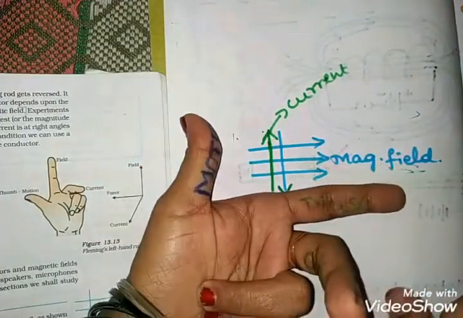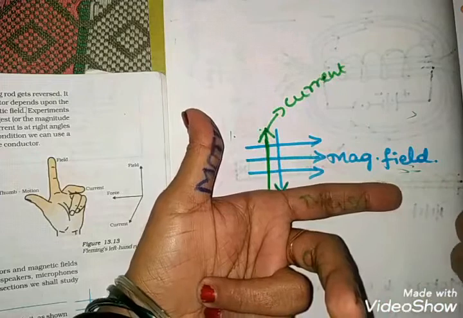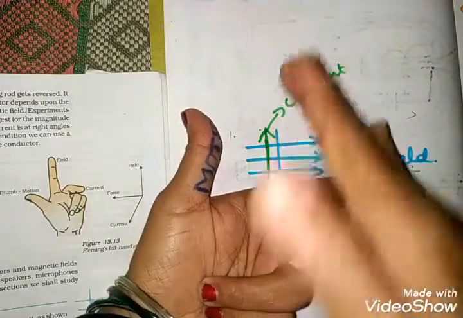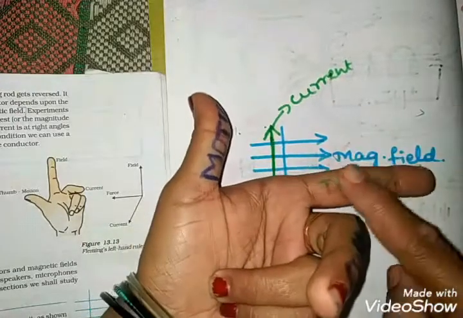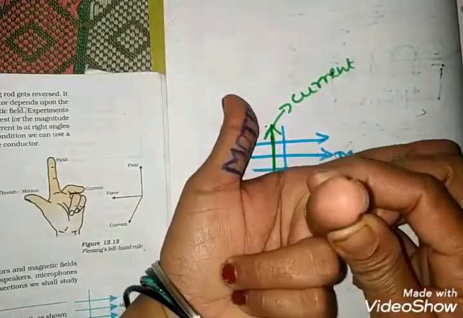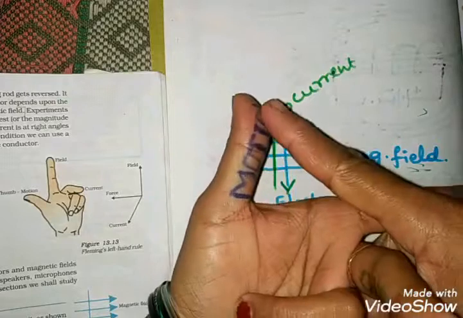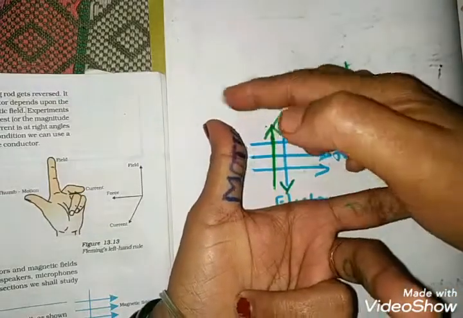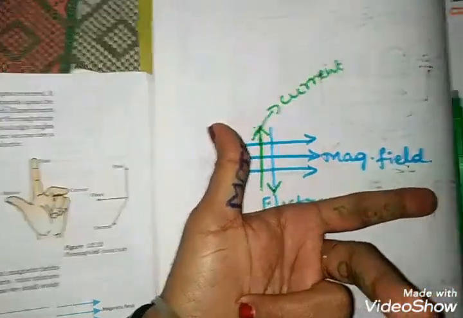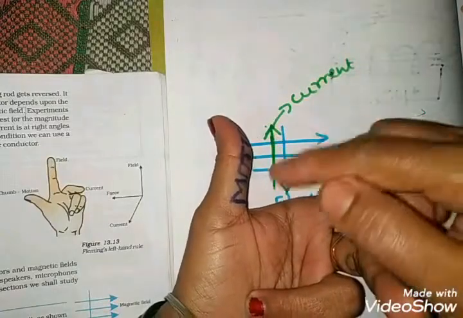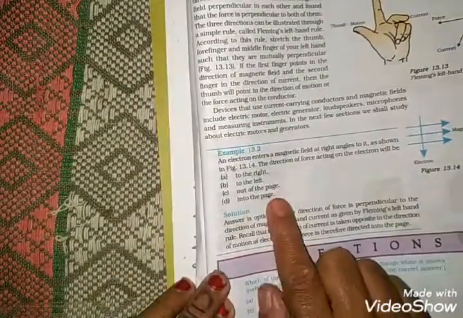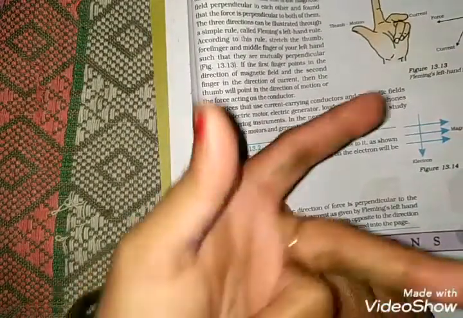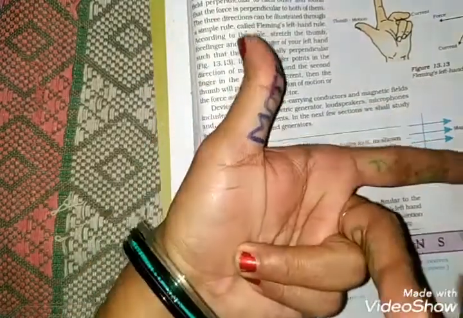So which option is correct? Into the page. That is into the page. Hold like this: magnetic field, current, and the motion of the conductor. So the electron will be directed into the page. So that option is correct here. The option is into the page. It is right according to Fleming's left hand rule, children.